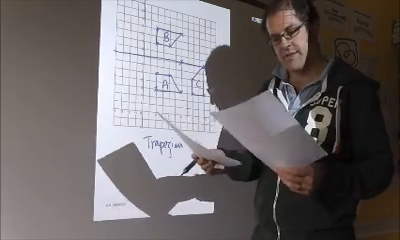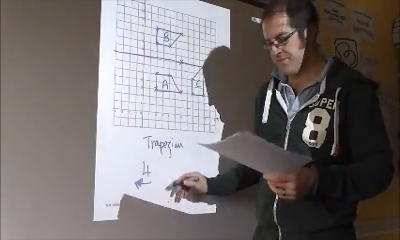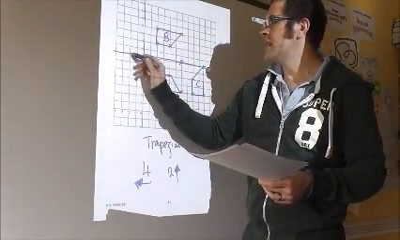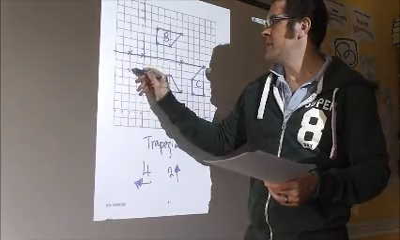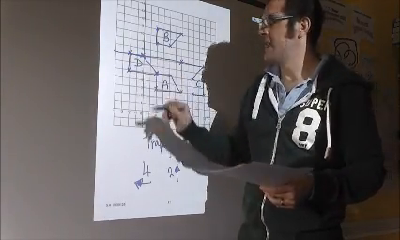The final one is the transformation. Do 4 left, 2 up. 1, 2, 3, 4, 1, 2, and then your shape has just moved slightly left and a bit up.